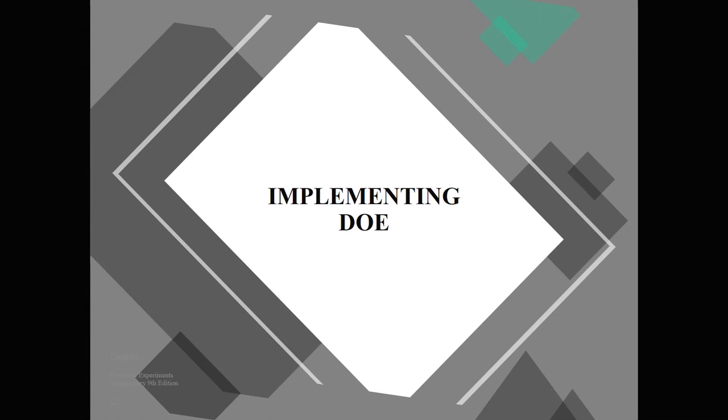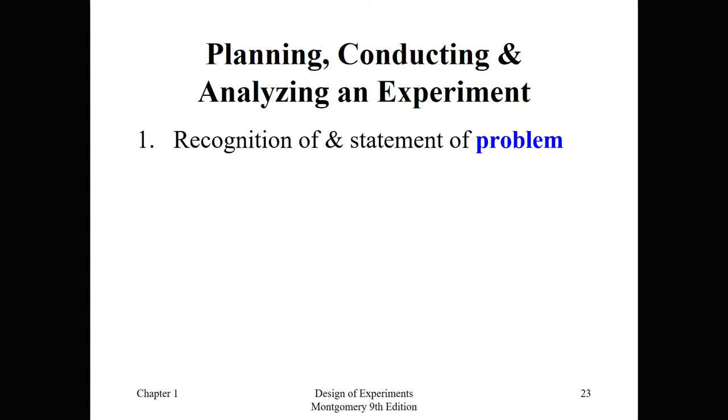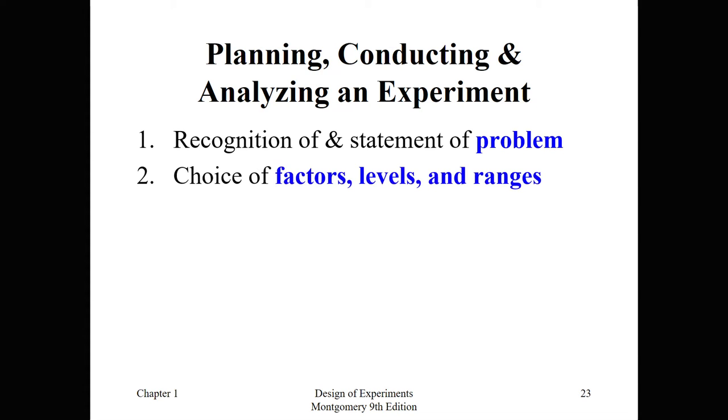In this video, we'll discuss how to plan, conduct, analyze, and report on the results of an implemented experiment. So there are several steps that we talk about and tend to go in order with a couple of exceptions. But the very first thing that you have to do when you're planning an experiment is to recognize and state the problem. And we'll go into each of these steps in more detail in the next slides.